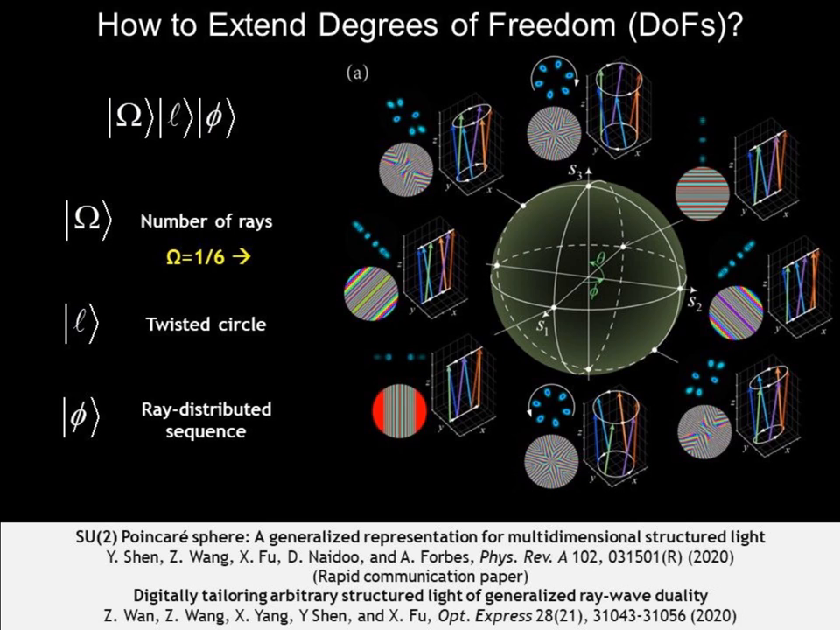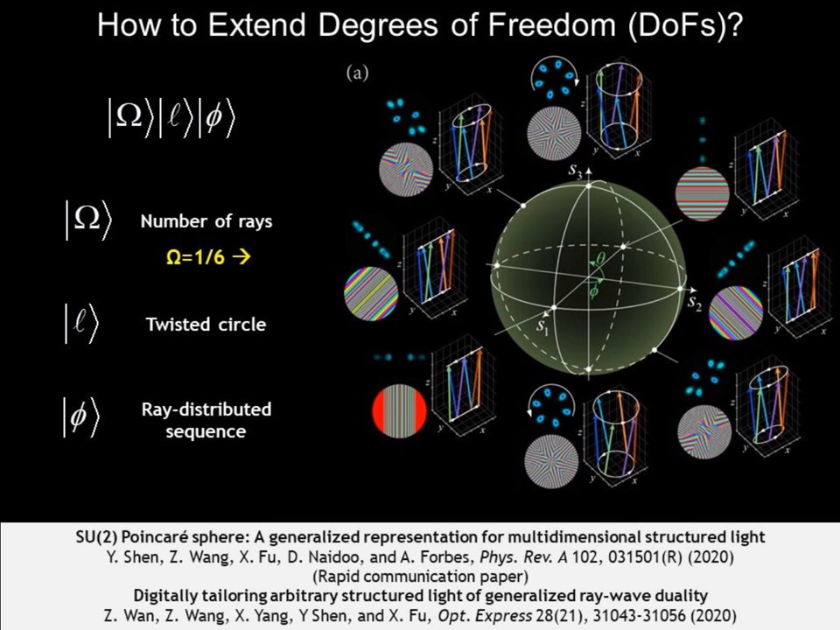The first one is the frequency degenerate ratio, omega, that determines the number of rays in the ray trajectory. Here is an example of omega equal to 1/6. That means there should be 6 rays in the ray trajectories.